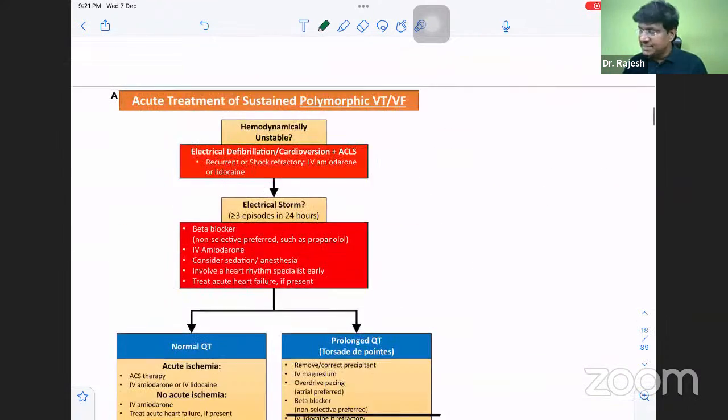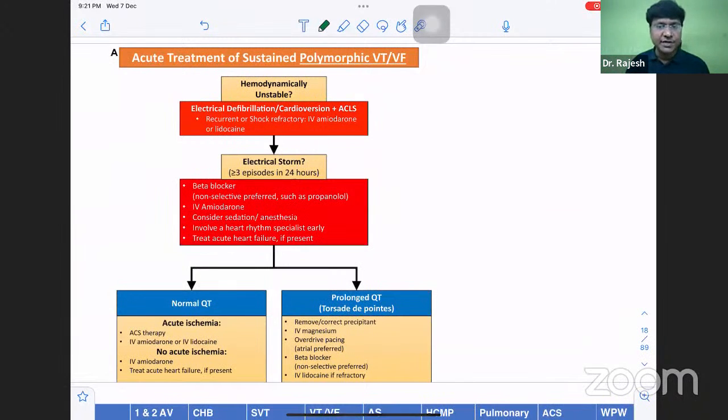So if you see the algorithm in the treatment of your VT or VF, if the individual is hemodynamically unstable, then you need to give DC shock of 200 joules to 360 joules. And after giving this DC shock, if there is recurrence, then you need to give antiarrhythmic drugs, that is amiodarone or lignocaine can be given.